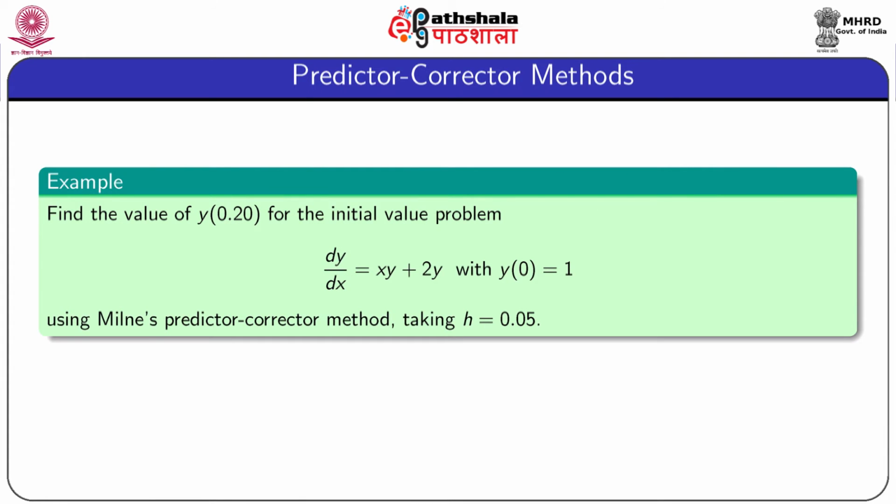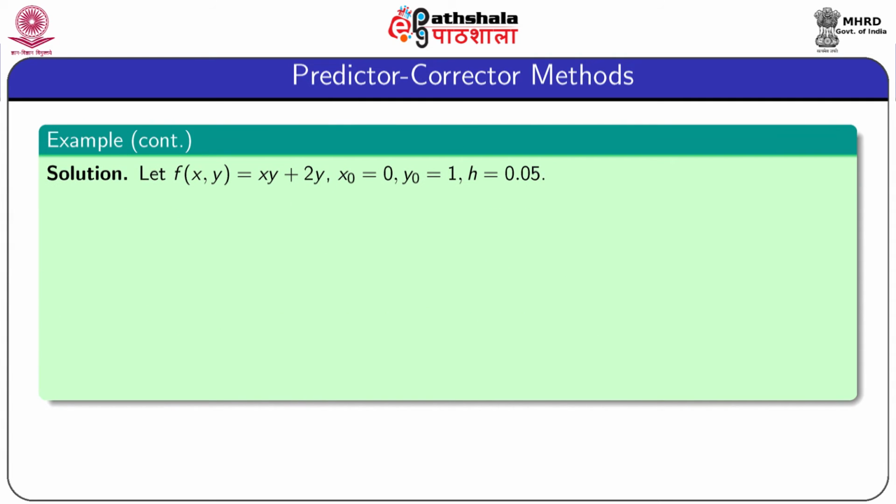Let us consider one example to illustrate the Milne-Simpson predictor corrector formula. In this problem, the differential equation is dy/dx equal to xy plus 2y, that means f of x,y equal to xy plus 2y, and the initial condition is x equal to 0, y equal to 1. Our problem is to find the value of y at 0.20. Here f of x,y equal to xy plus 2y, x0 equal to 0, y0 equal to 1, this is the initial condition, and h is taken as 0.05.